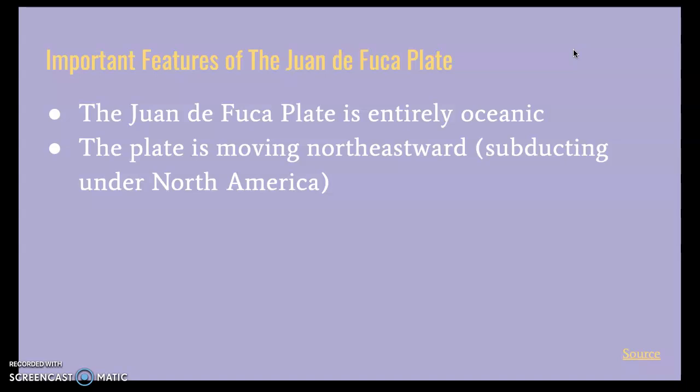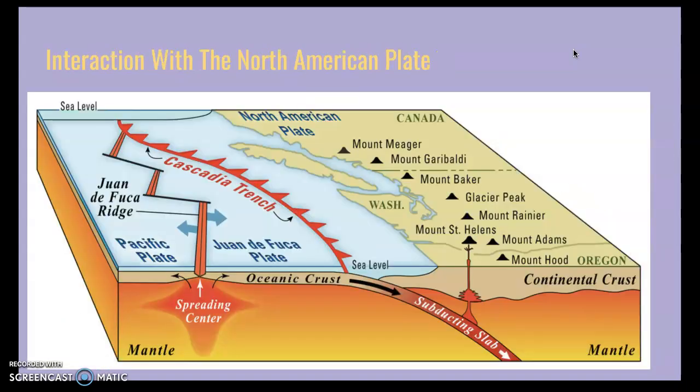No part of the plate is above water, which is part of why the plate's movements are studied so much. The plate is part of the origins of the Cascade Range of mountains and the Pacific Ranges. And in this, you see the black triangles on the right, on the green land part. Those are all mountain ranges and volcanoes, etc., that have been formed by the actions and subduction of the Juan de Fuca plate underneath the North American plate. So, yes, it forms mountain ranges.